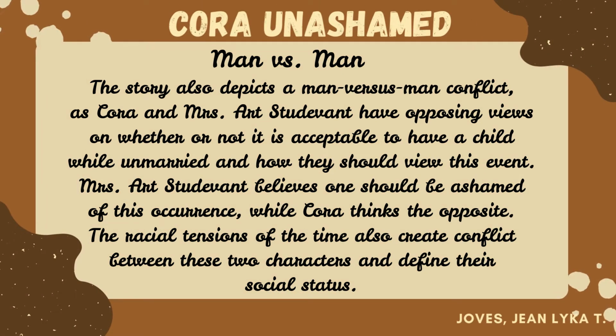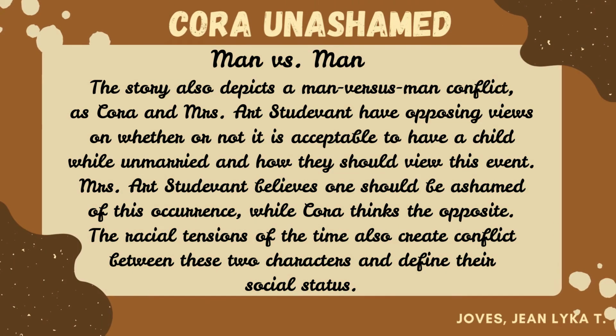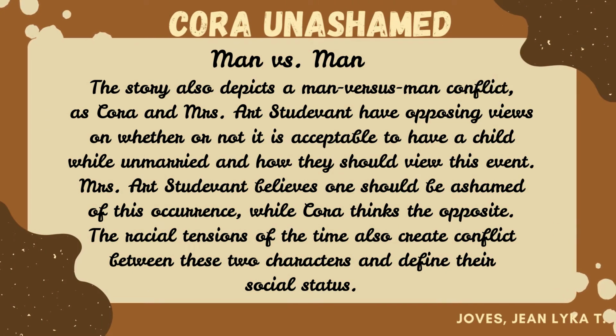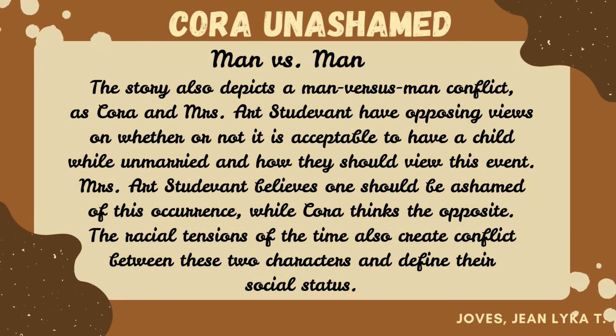Mrs. Art Stuyvesant believes one should be ashamed of this occurrence, while Cora thinks the opposite. The racial tensions of the time also create conflict between these two characters and define their social status.